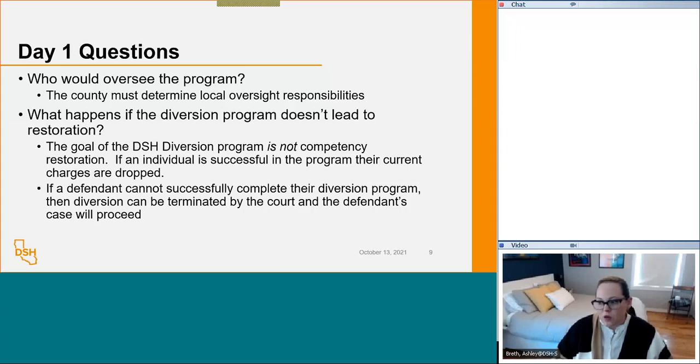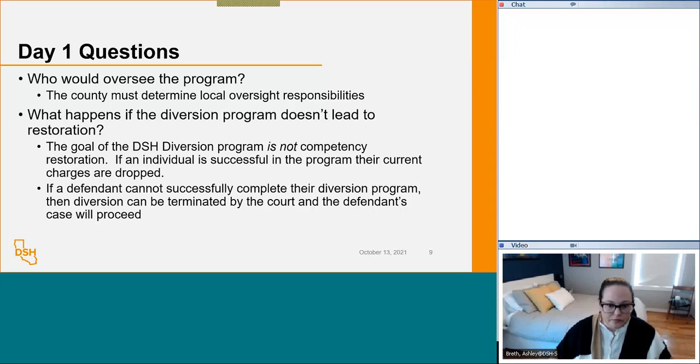Hopefully, and this can depend, if they've been receiving medication while they were in the diversion program, they may actually not be incompetent at the point that their termination takes place, and they can just proceed with their trial. But that will, again, be something that's determined through the court processes.